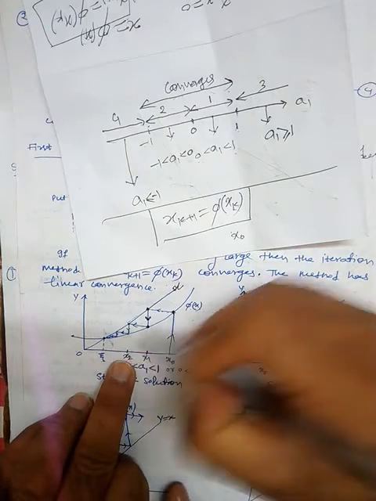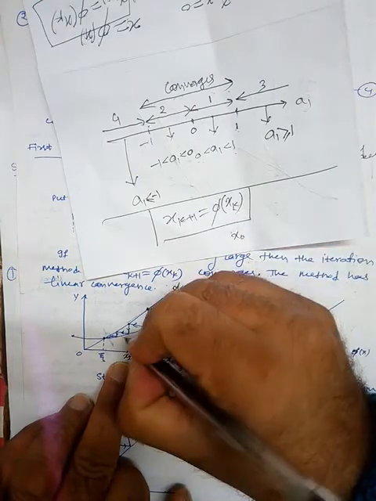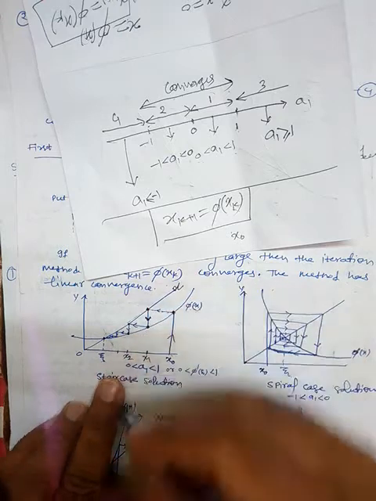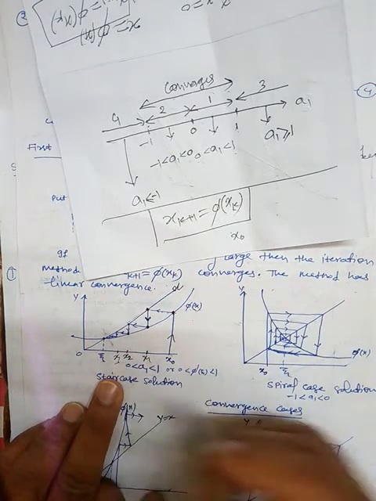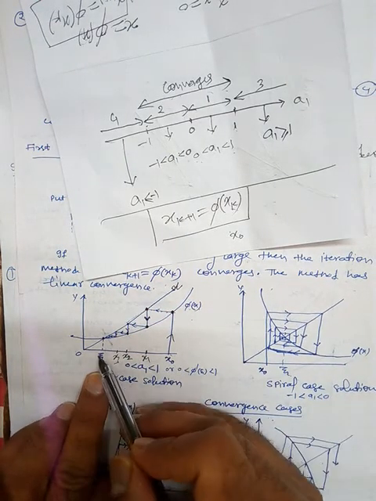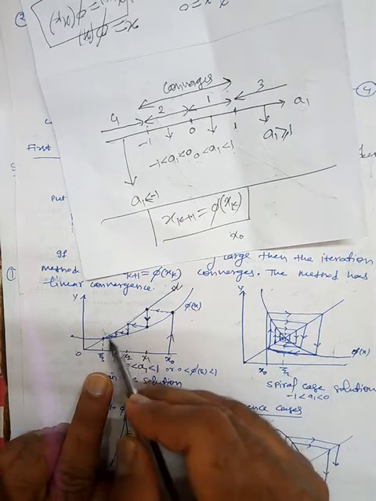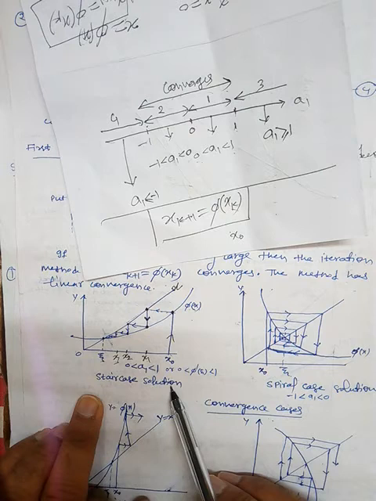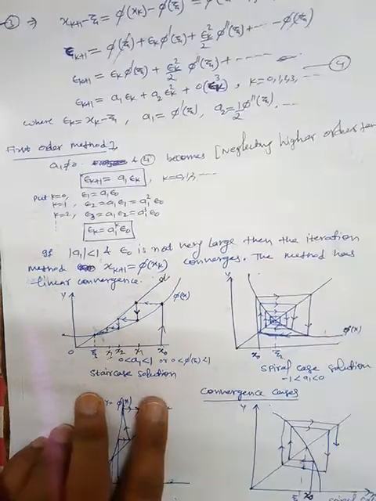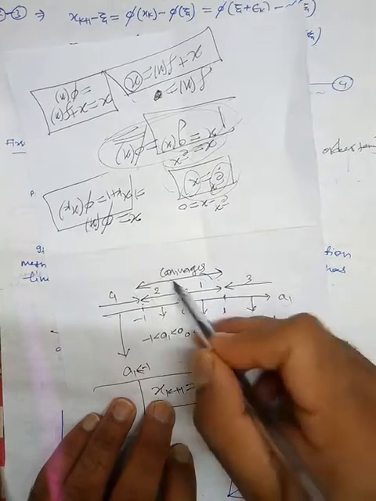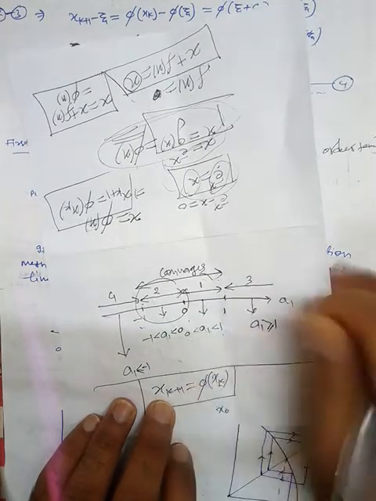And at x2, find out phi of x2. So this is the phi of x2. Again draw the horizontal line, and then you are getting x3 and so on. So you will see that you are moving towards xi in a staircase, just like stairs. That's why this is known as the staircase solution. Okay. Now when we are taking the second case, this one, from -1 to 0.